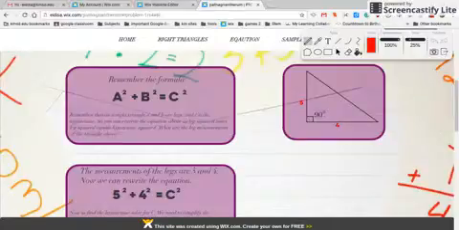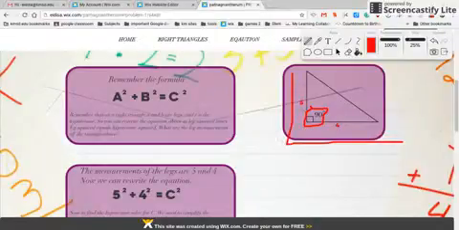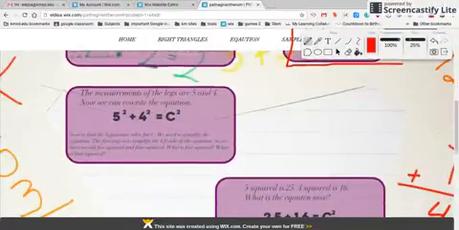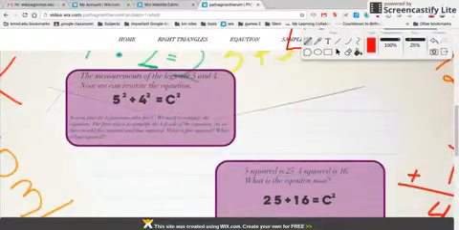What are the leg measurements of the triangle? The two measurements that are legs are the ones that form the 90-degree angle, which would be the angle right here. And the two measurements that form that are right there. So it would be 5 and 4. So now we can rewrite the equation as 5 squared plus 4 squared equals c squared.